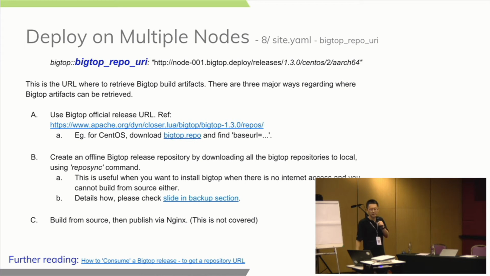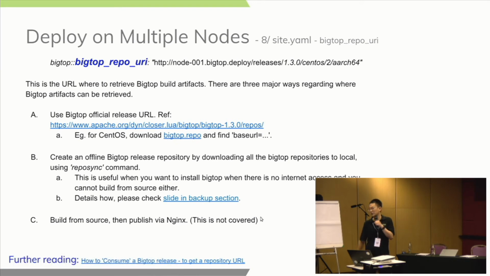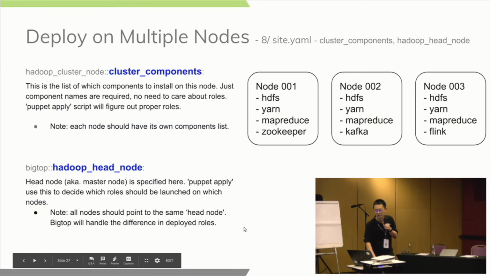And option C is about using your own binaries. So suppose you have built everything from source, then you can publish it through a local web server, like using Nginx. I have a blog post that describes the details about how to do all these three options. So maybe you can refer to that for further information.